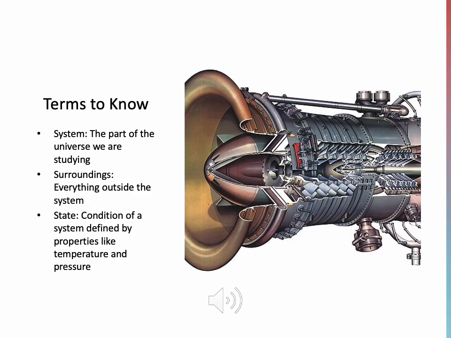And finally, the state of the system refers to measurable conditions like temperature, pressure, volume, and energy level. These tell us what condition the system is currently in. Understanding this state helps us describe and predict what will happen.